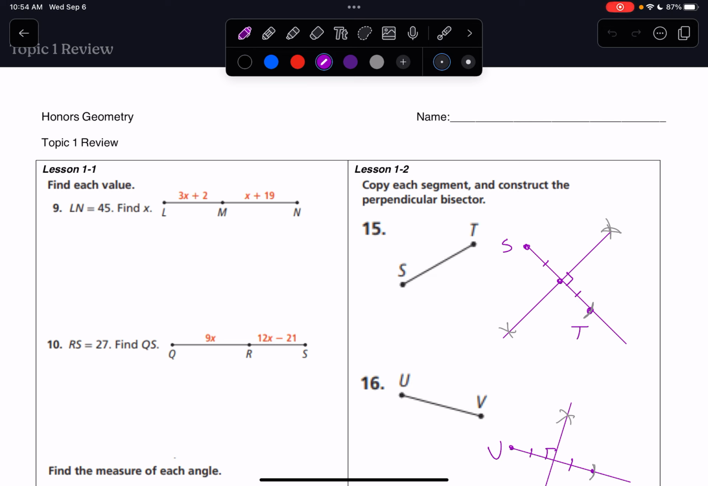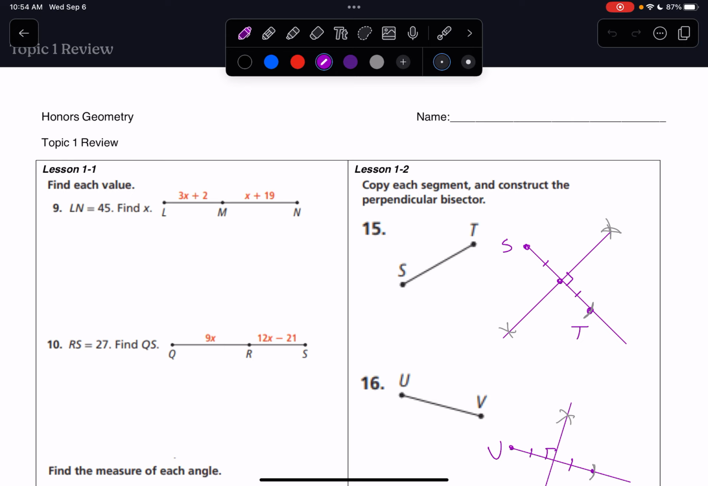Alrighty, hello everybody. It is time for us to look at the topic 1 review. So I'm going to go through these problems and explain how each of these answers work. I don't have the work sitting next to me for once, so we'll see how this goes. If I make a mistake, I will let you know.